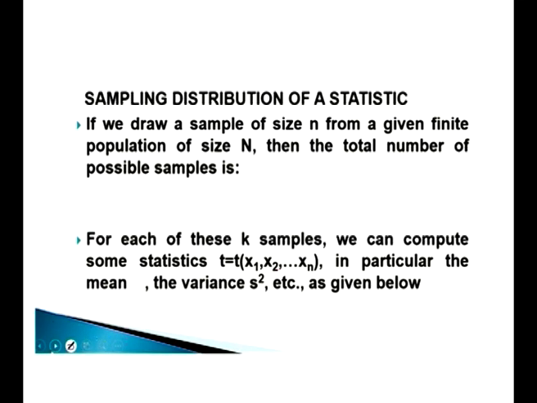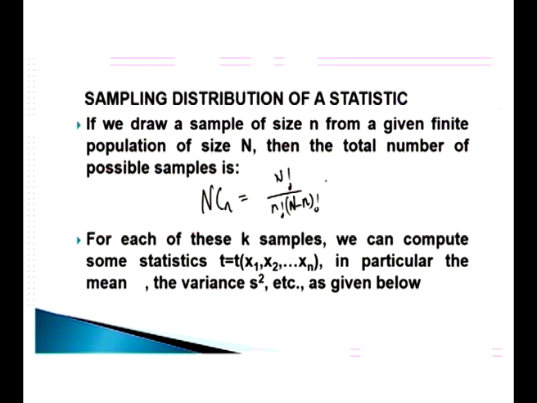Okay. We have discussed discrete distributions called binomial, Poisson, geometric, negative binomial, etc., and some continuous distributions called uniform distribution, normal distribution, etc. Now, for the sampling distribution of a statistic, if we draw a sample of size n from a given finite population of size capital N, the total number of possible samples is NCn, which is N factorial divided by n factorial into (N minus n) factorial. We call this K.